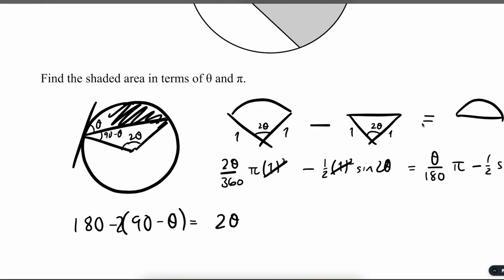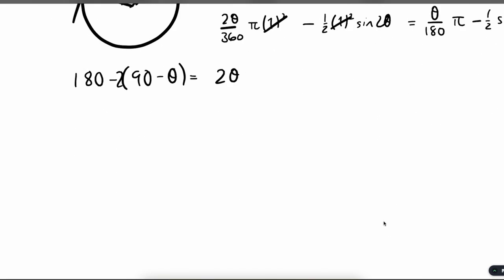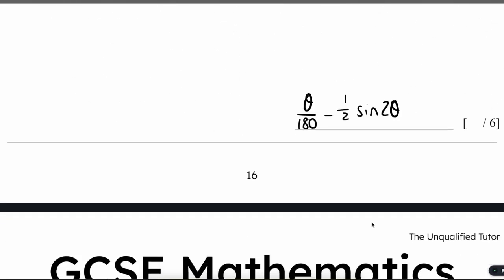Okay? And the question says find the shaded area in terms of pi and theta. Well, we've got pi and theta, and we haven't got any other variable. So the shaded area is just theta pi over 180 minus half sine 2 theta. Okay, and that's the answer to that question.